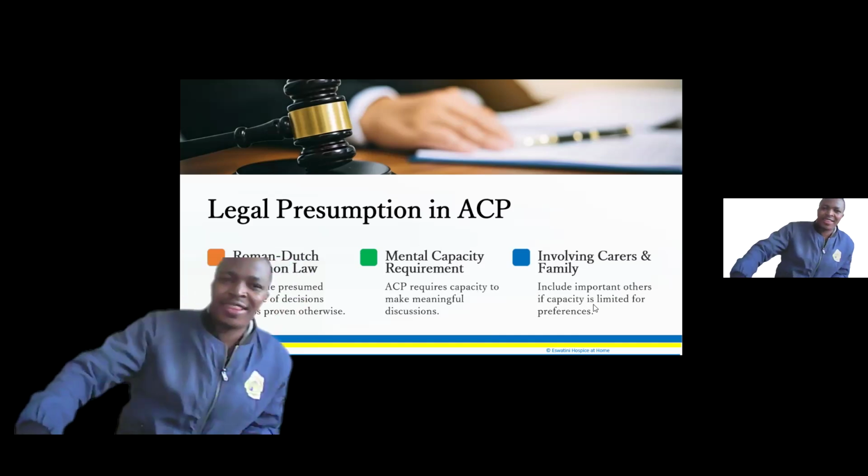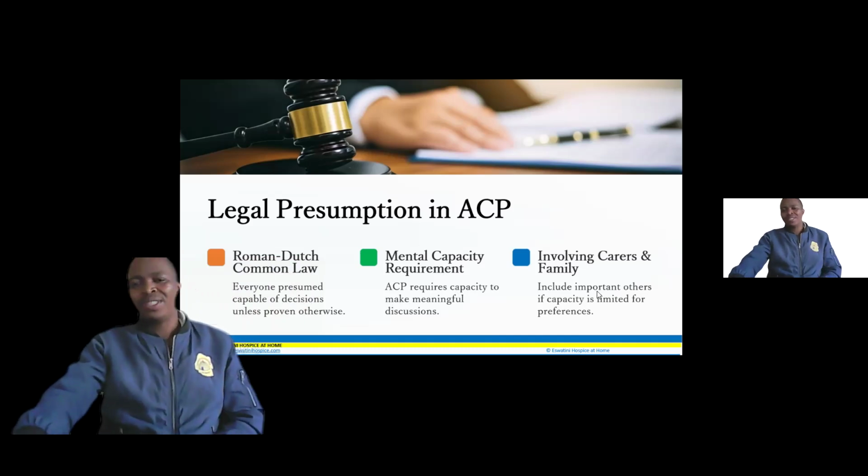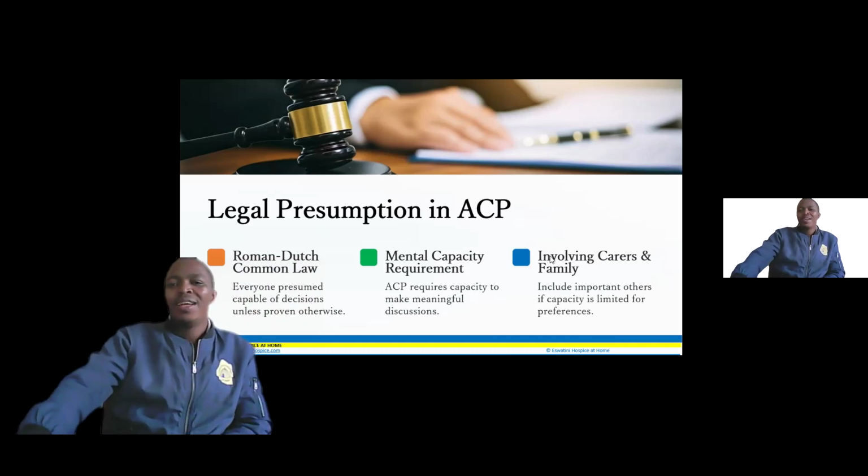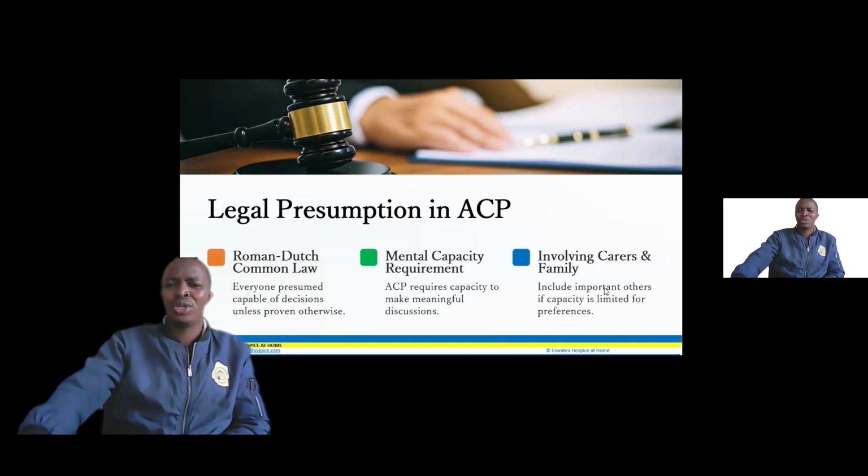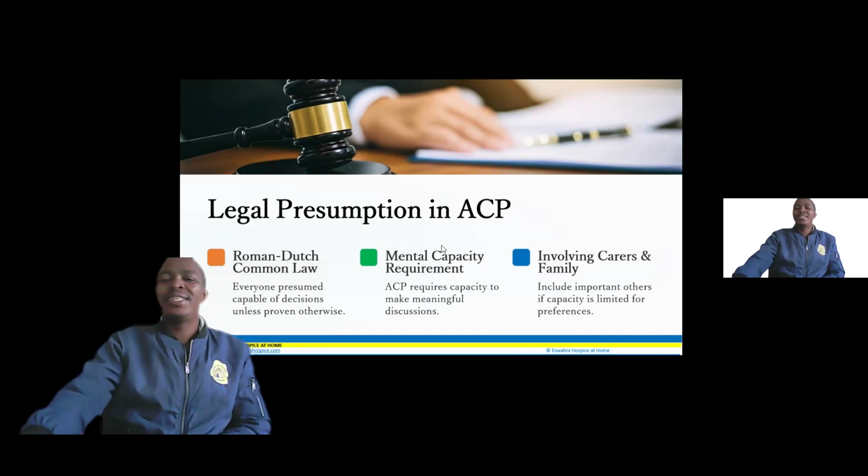All right. Another thing that we need to understand, the legal presumptions on this ACP, is that it involves the carers and the family. So it's very important to include these people if the mental capacity of this patient is limited. So you need to engage the families. Though this has problems if these family members will make decisions for the patient when they didn't understand much on his or her preferences of life.